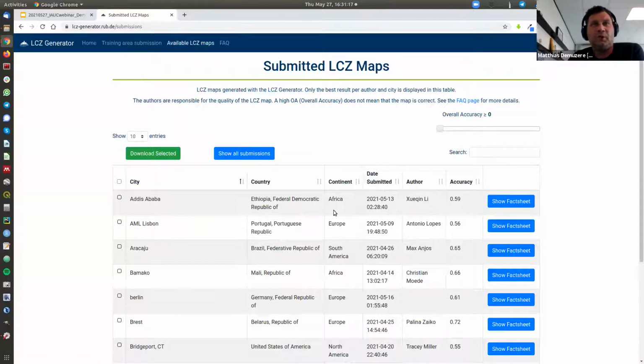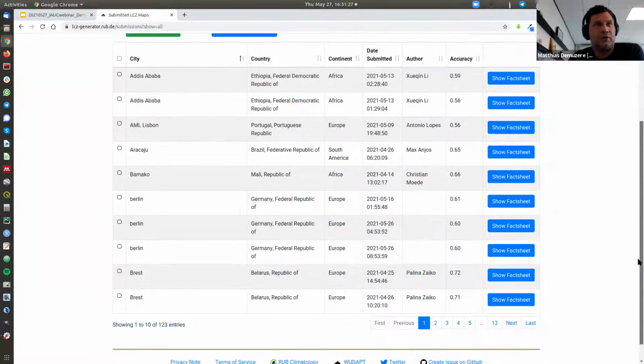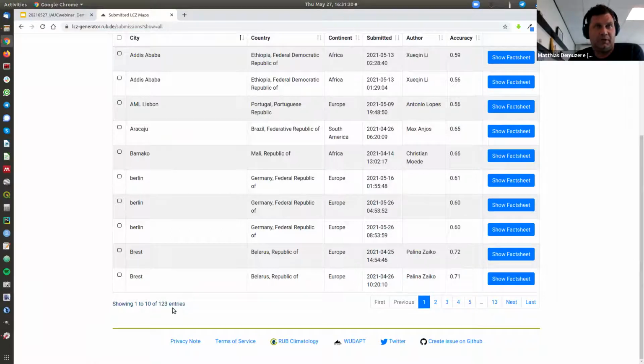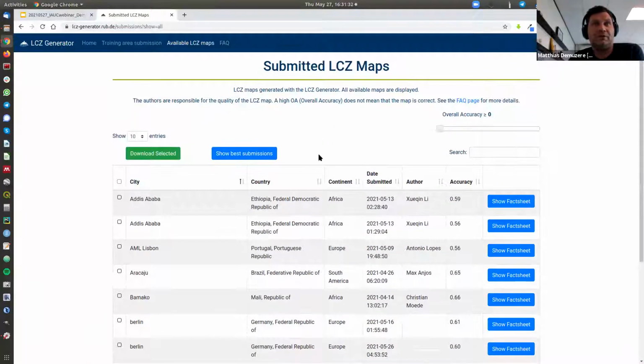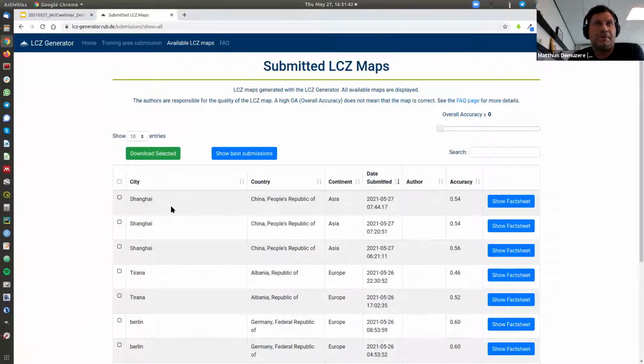By default, we only show the best submission per city and author. But if you want, you can see all other submissions as well by just clicking this button. Up to now, we have 123 entries submitted to the generator since its launch half of April, which is not too bad. Every column can be sorted. So let's have a look. Who's the lucky one? There are some submissions from Shanghai submitted today.